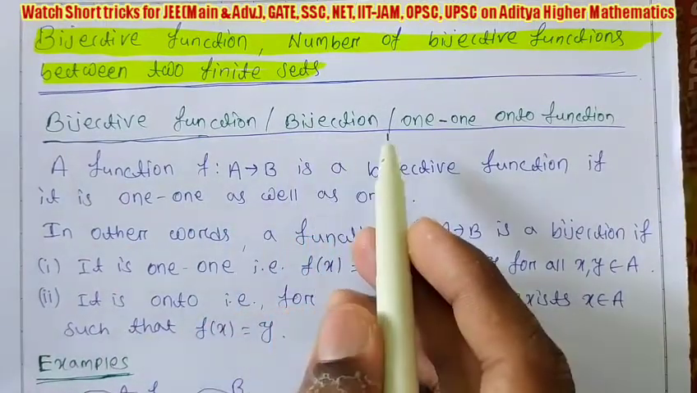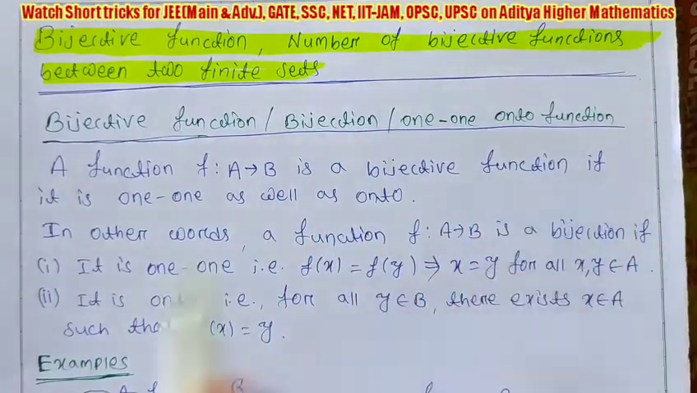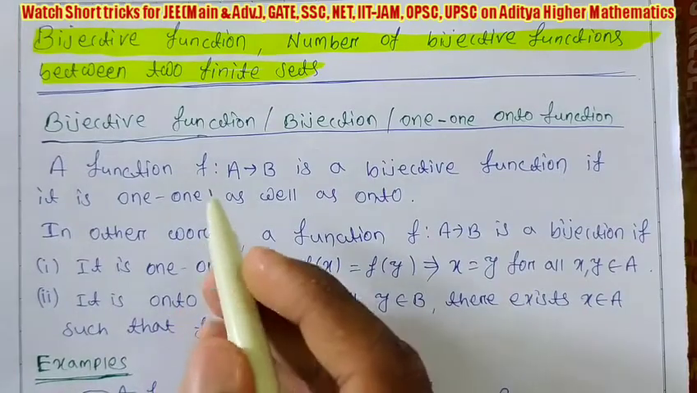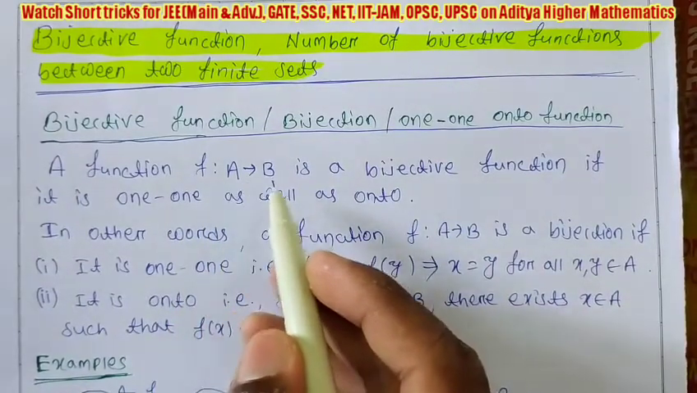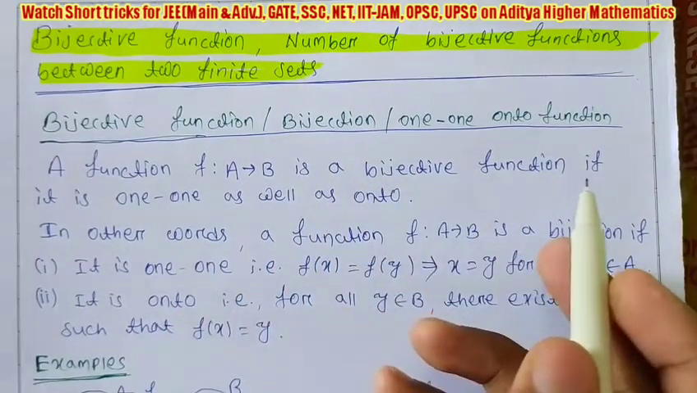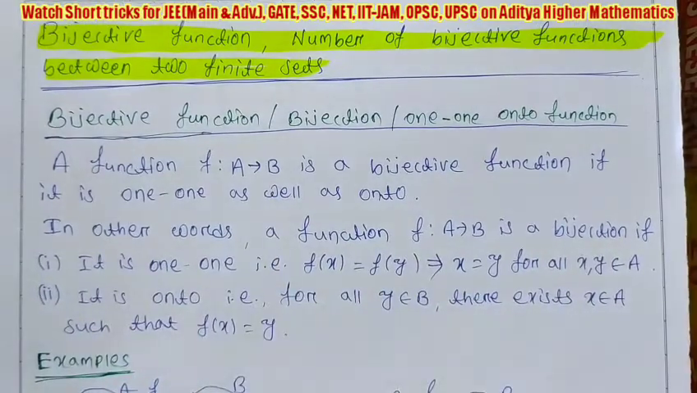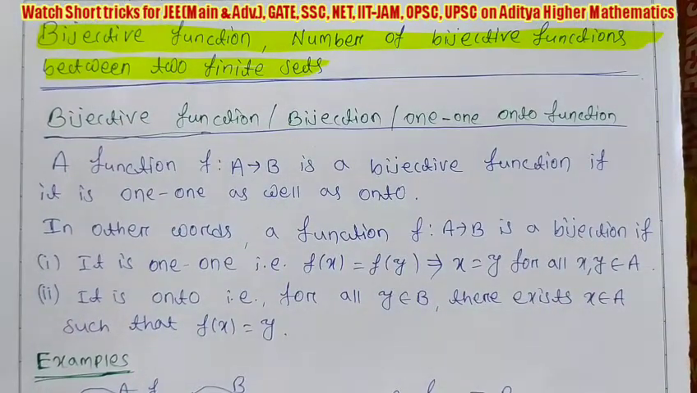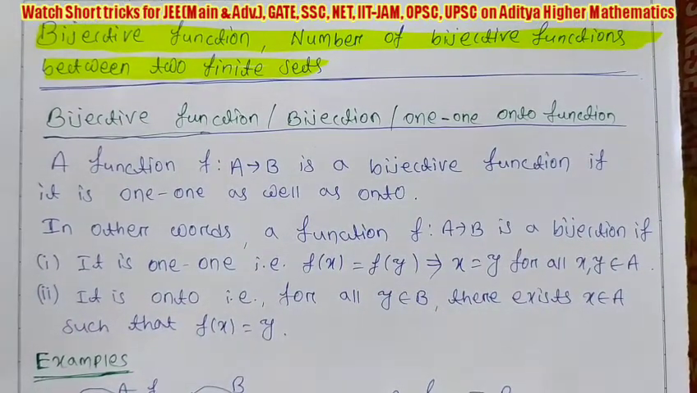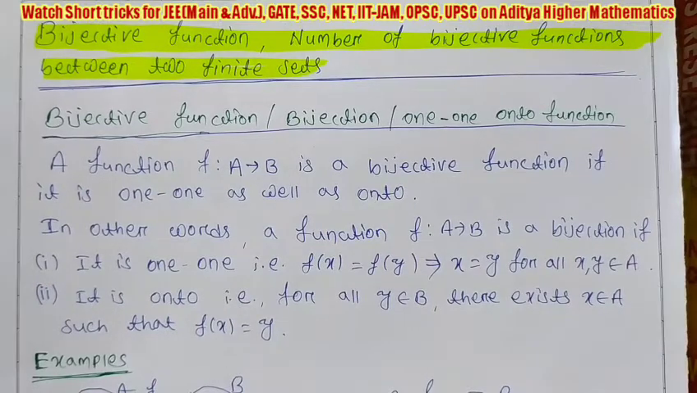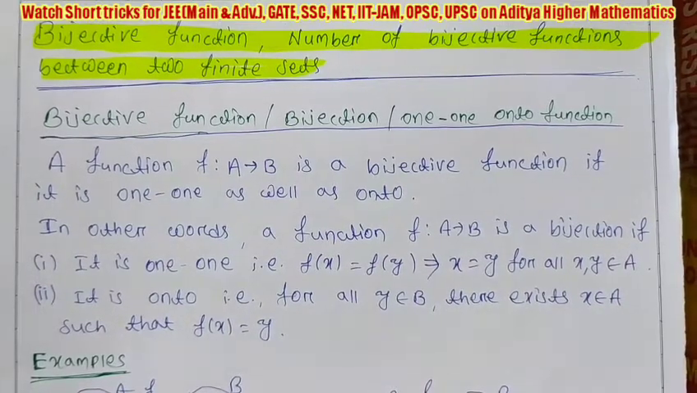Also it is called bijection or one-to-one and onto function. A function f from a set A to B is a bijective function if it is one-to-one as well as onto. That means the bijective function satisfies the conditions of both one-to-one function and onto function.